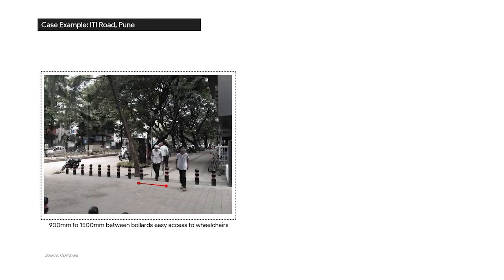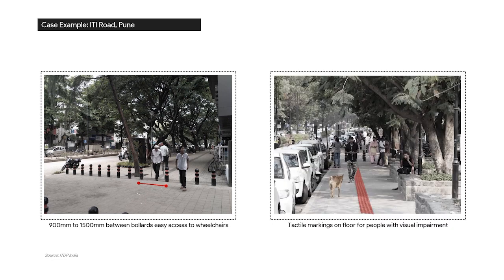After hearing the problems faced by disabled people, we now look at the example of ITI Road, Pune. It sets an example of how streets can be universally designed for all, like placing of bollards with wheelchair access of 900 mm to 1500 mm. Proper tactile marking is given along the footpath and additionally trees are aligned with seatings around them.